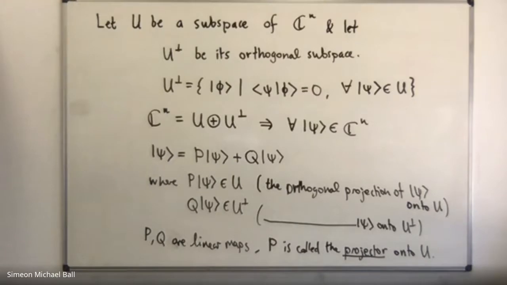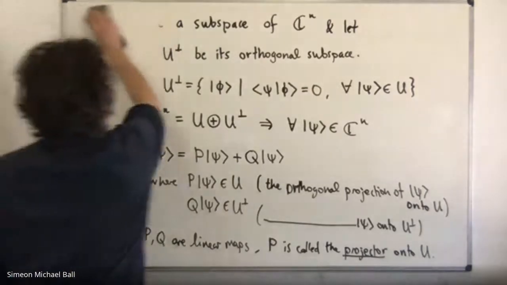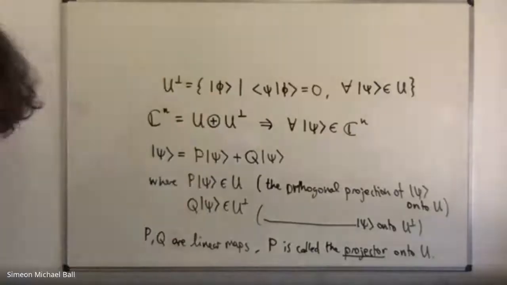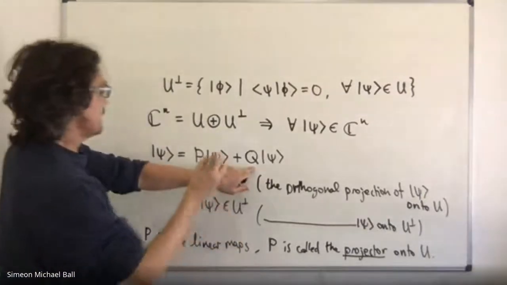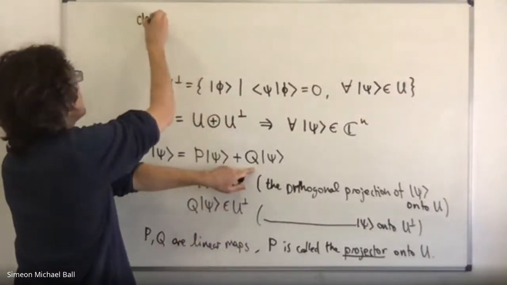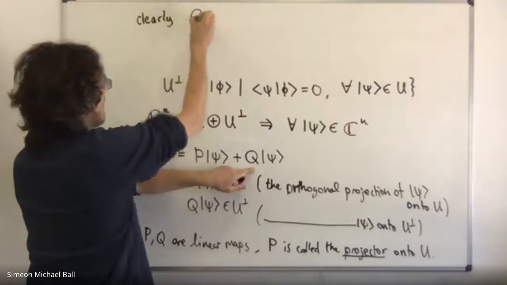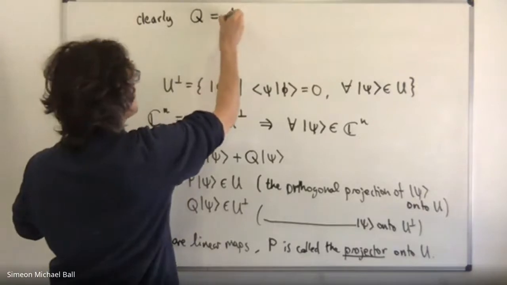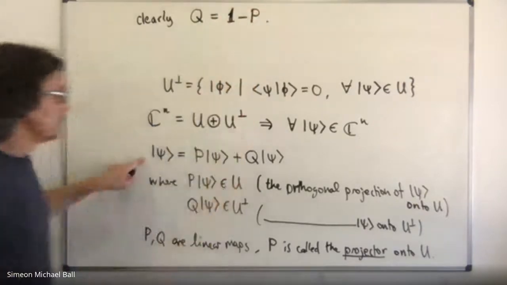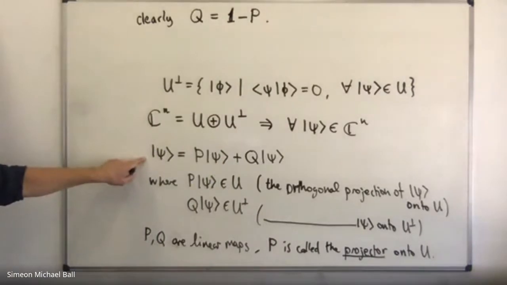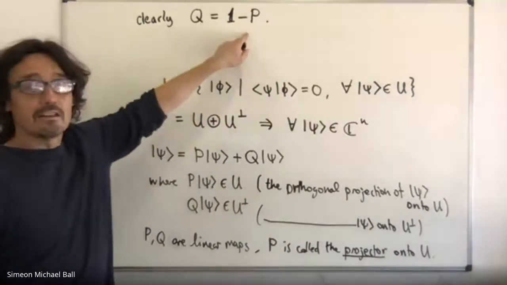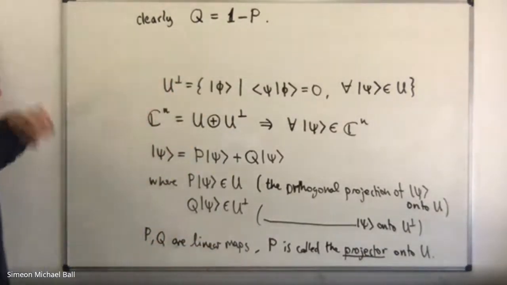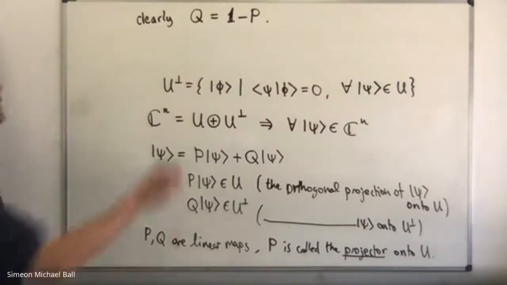Now there are some things worth observing here. For example, this Q, if you look at it here, clearly, if I put an identity here, this is identity minus P. So this is just the identity minus P. So we have another way of describing the complementary subspace, the orthogonal complement of the subspace, in terms of its projectors.